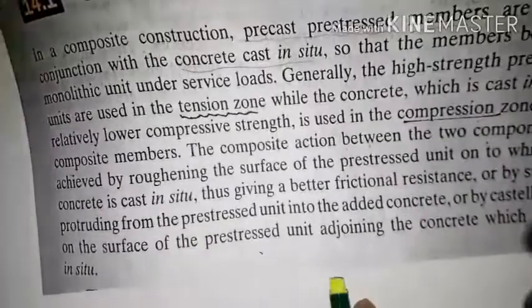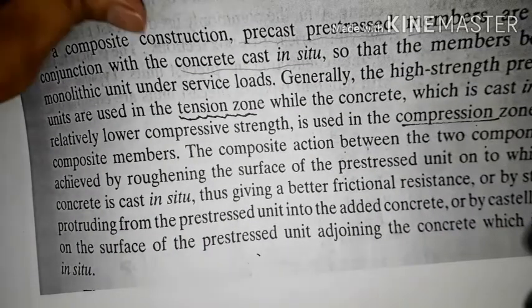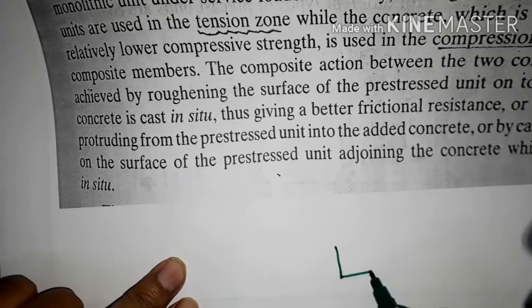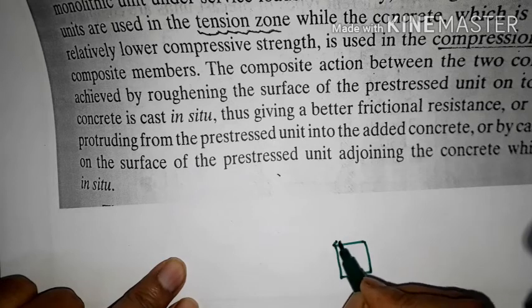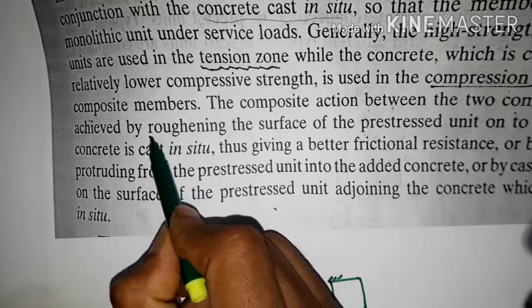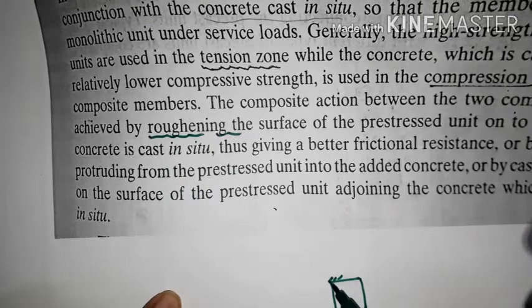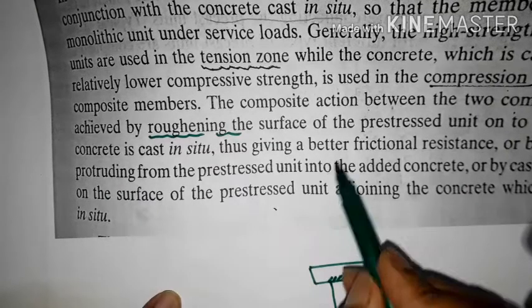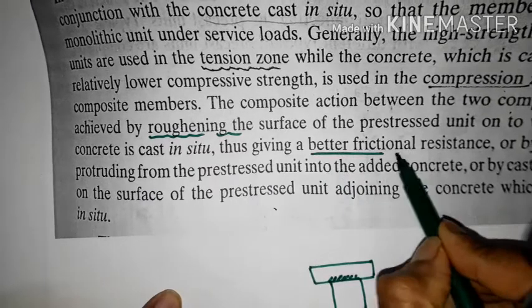First the web of the section will be cast. So this part will be cast first. Then this part will be rubbed. That is what is given: rubbing of the surface. So this part will be rubbed, and over that this part will be cast to give better frictional resistance.